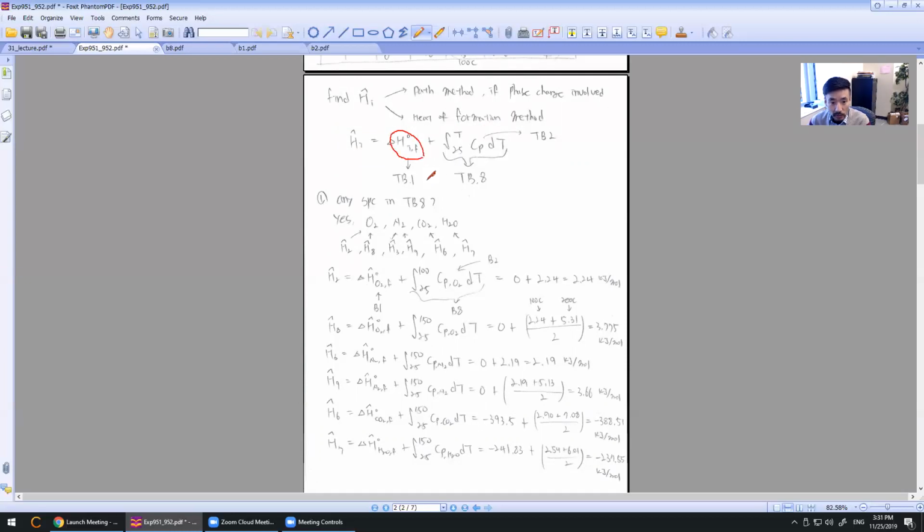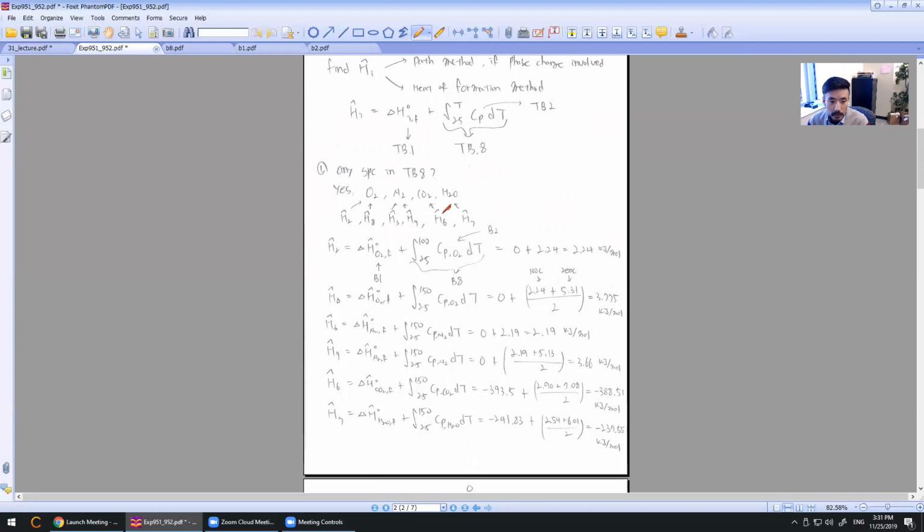The heat of formation we can find from Table B.1. And this integration from 25 to the desired temperature of the Cp dT term, we can find overall this number very easily from Table B.8. This Table B.8 is only applicable for a very selected few gases, and otherwise we have to use the Cp term, whose A, B, C, D terms can be found in Table B.2.